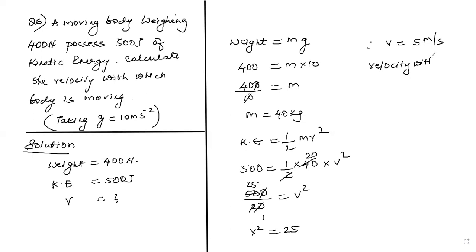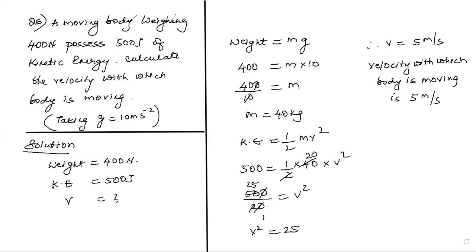Calculate the velocity with which the body was moving. The velocity with which the body is moving is 5 meter per second. You should always write the answer the way they have asked the question. Okay, children? Now we go to the next question.